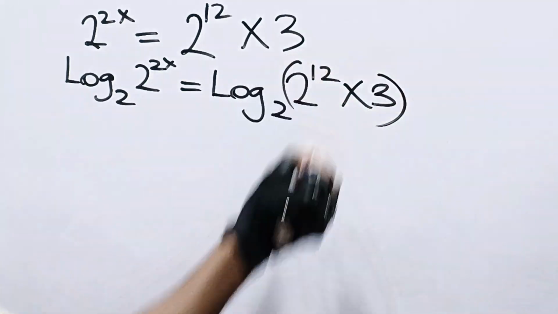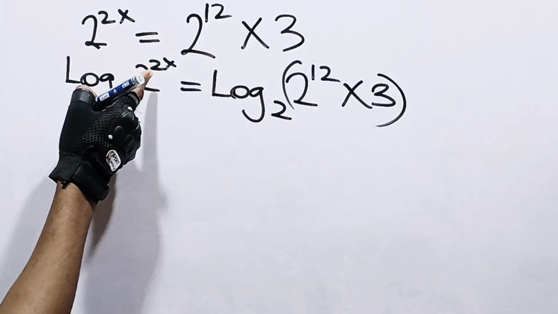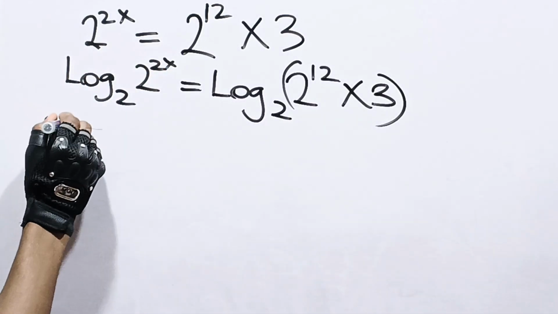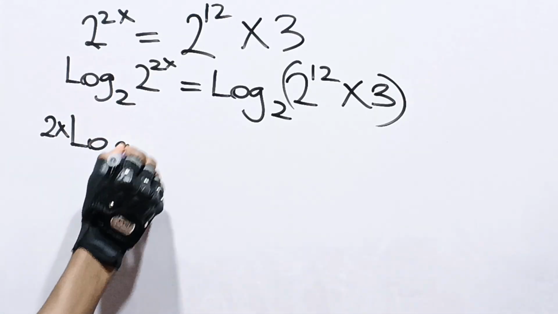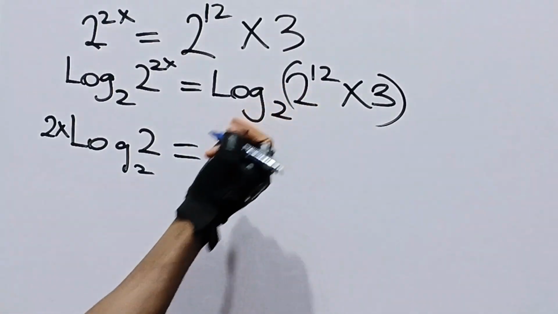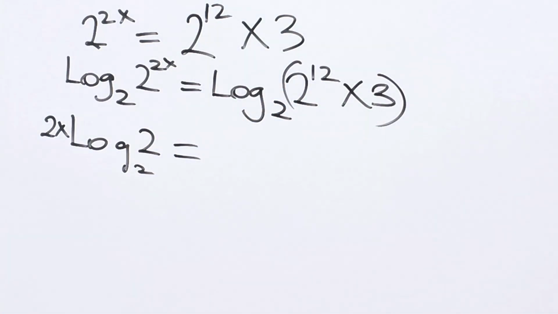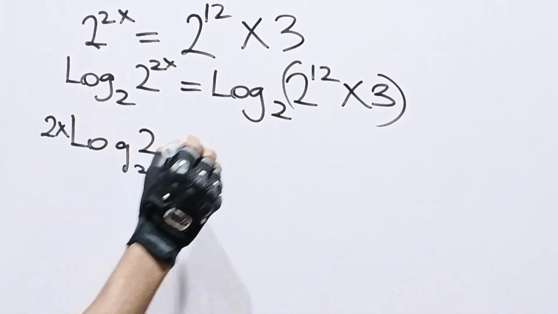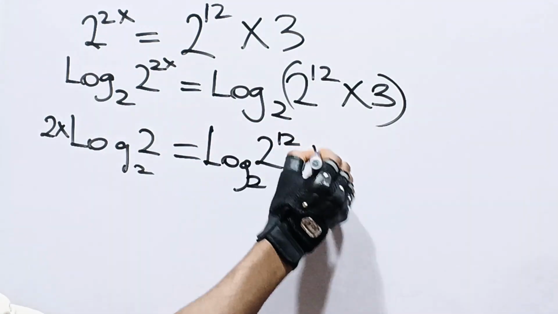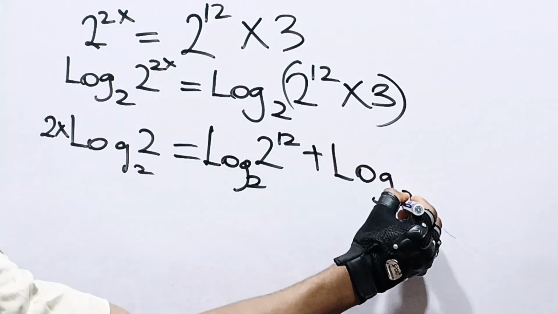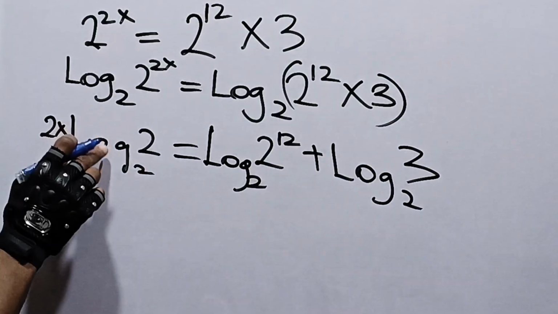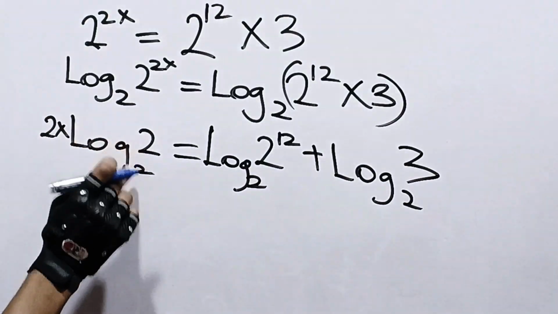When you have a logarithm of a number raised to a power, you multiply the power with that log. So you have 2x multiplied by the log of 2 to base 2. On the other side, when you have multiplication, you split up and put plus, just like you did with indices. Now we have log base 2 of 2 raised to the power 12 plus log base 2 of 3. From here, the logarithm of a number to its own base is 1, so log of 2 to base 2 is 1.